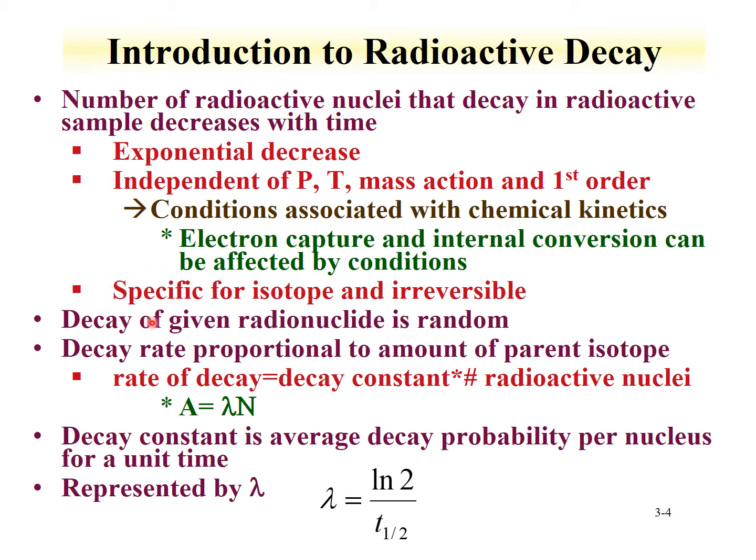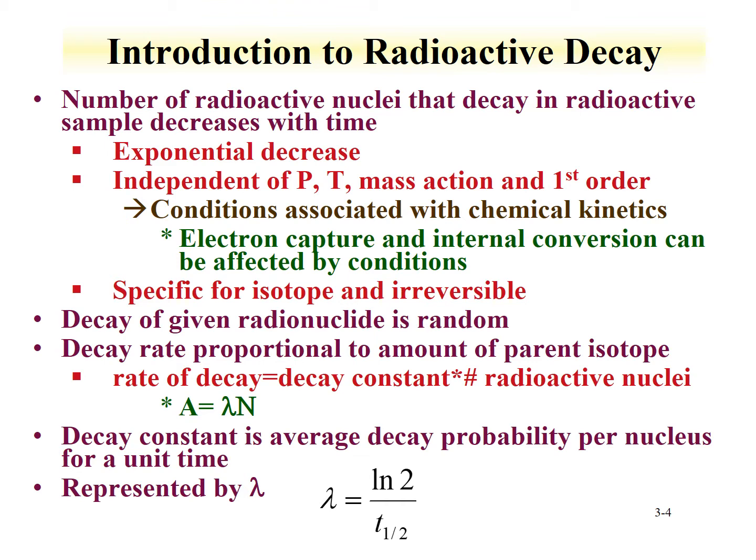Something else about radioactive decay is that it's specific for an isotope and it's irreversible. So in a lot of respects, it's different than chemistry. When an isotope decays, that decay rate, that is the decay constant, which we discussed earlier, is consistent. And you don't get a reaction where something will decay by alpha and maybe it goes backwards where it absorbs that alpha. So radioactive decay is pretty specific.